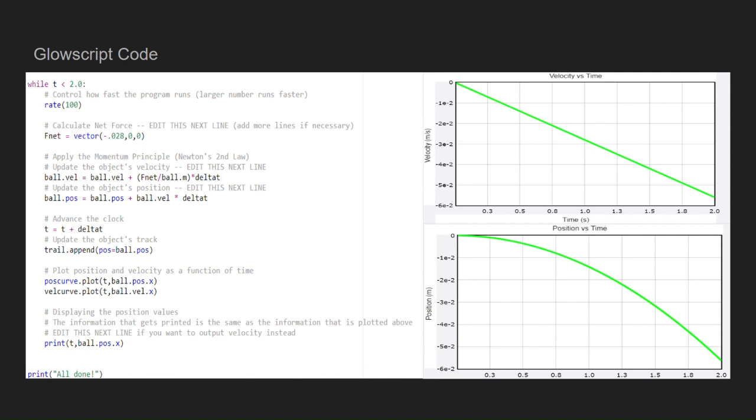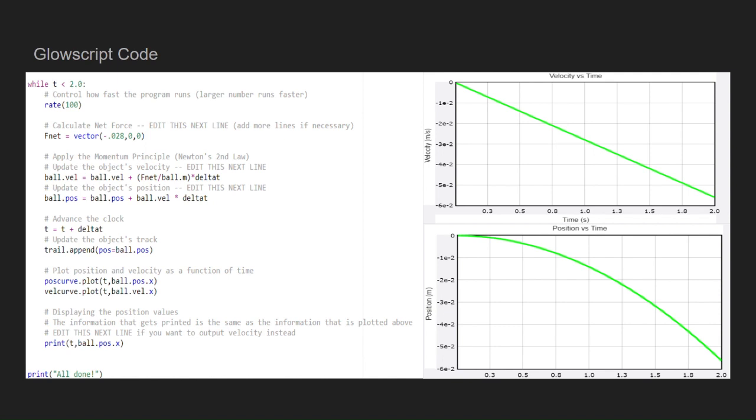As you can see in the graphs, the position is a concave line, which makes sense because it's constant acceleration. Well, I'm simulating constant acceleration. That acceleration is negative, so it makes sense that it's concave down, and then the velocity is decreasing, meaning there is an acceleration and a net force.